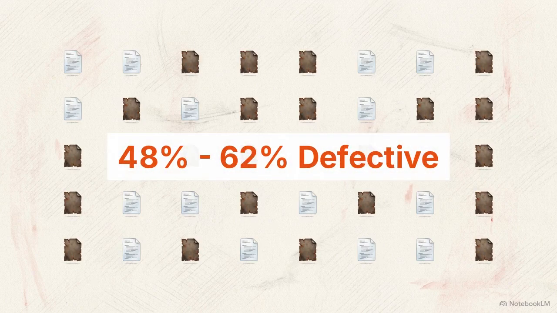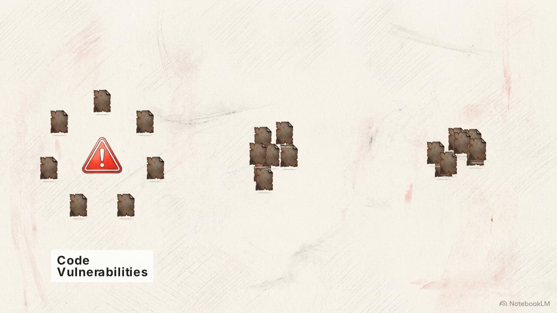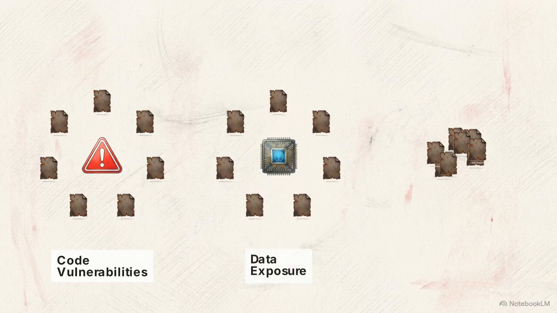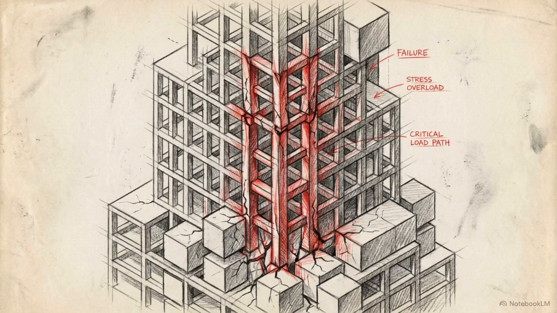This data visualization charts the output reliability of leading AI coding assistants. As of March 2026, research indicates that between 48% and 62% of AI-generated code snippets contain high-severity vulnerabilities or design flaws right out of the prompt. Those high-severity defects group into three specific categories: direct code vulnerabilities, unmanaged data exposure, and strict legal or compliance violations. These models bypass traditional defect patterns by injecting entirely new categories of systemic risk directly into the enterprise architecture.